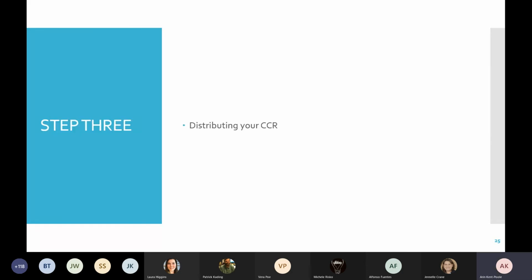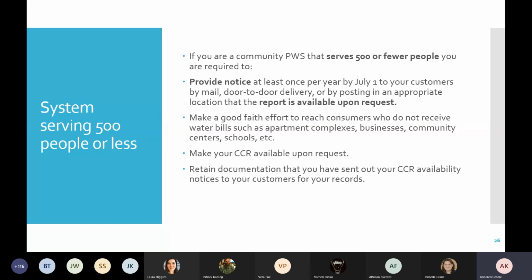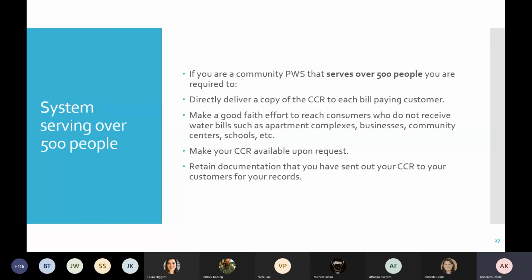Step 3, distributing your CCR. The options for distributing your CCR are based on your system's population. To verify your population, visit the Texas Drinking Water Watch and use your 7-digit public water system ID to search for your system. If you have a system that serves a population of 500 or less, you must make a good faith effort to notify customers that the CCR is available. If you are a community public water system that serves over 500 people, you are required to directly deliver a copy or a link to each bill-paying customer, as well as make a good faith effort to notify customers that don't receive bills of its availability.